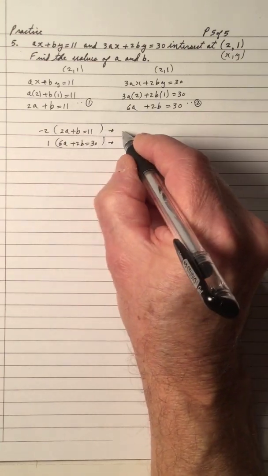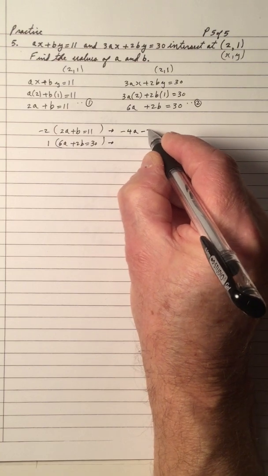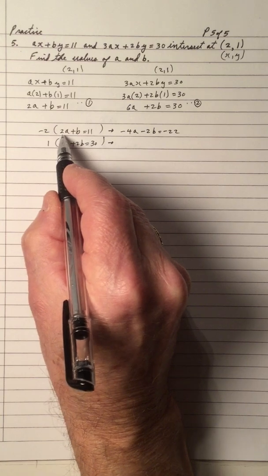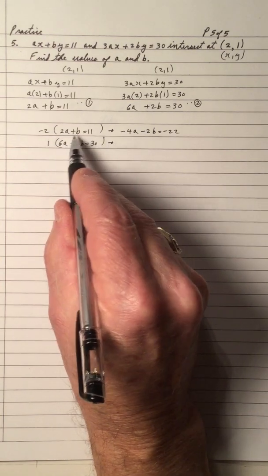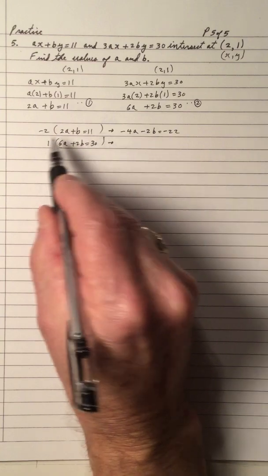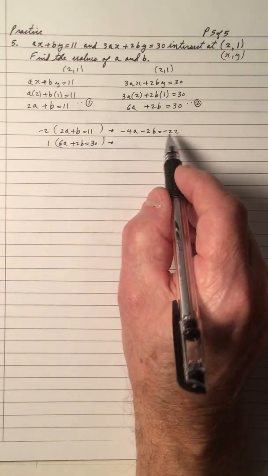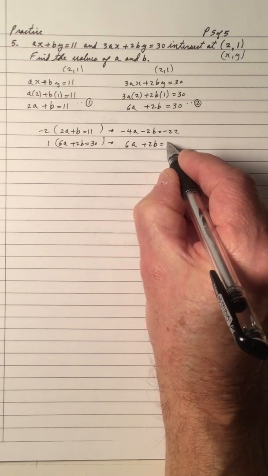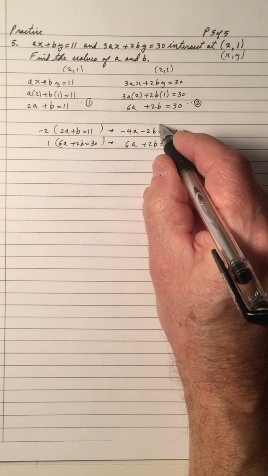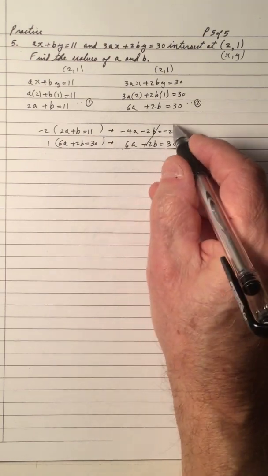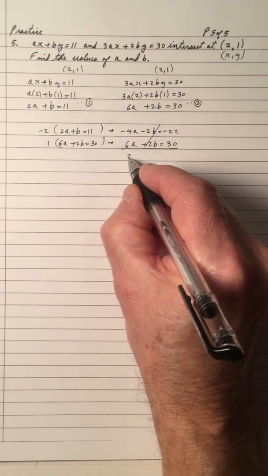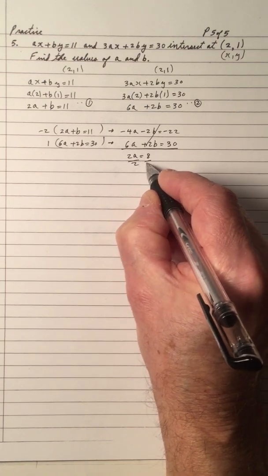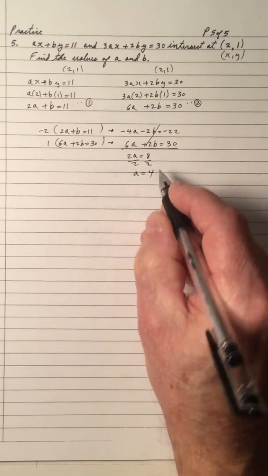Negative 2 times this equation gives me negative 4a minus 2b equals negative 22. Negative 2 times 2a, negative 4a. Negative 2 times b, negative 2b. Negative 2 times 11, negative 22. Multiplying by 1 is not going to change the equation at all. I'm eliminating my b's. Draw a line, add them up. I get 2a equals 8. Divide by 2, and I get a is equal to 4.